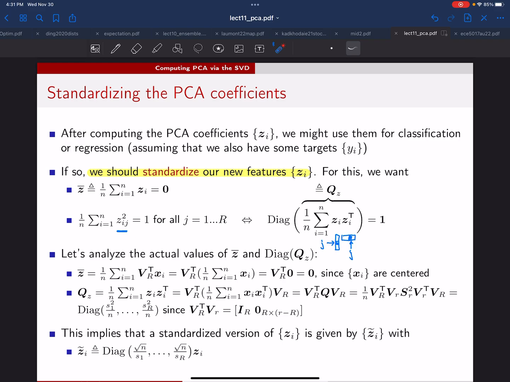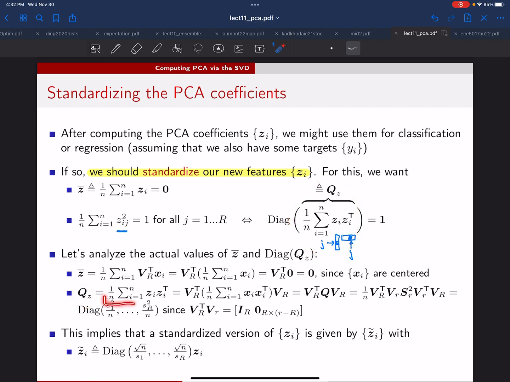Okay, so let's see what this implies. Taking the first condition, by definition we know that Zi is VR transpose Xi, so we plug that in. We can move this averaging through the VR, apply it to the Xi. And then remember, here we just have the sample mean of the Xi features. We already said from the beginning, these are centered, meaning that sample mean is 0. So if that sample mean is 0, then VR transpose times 0 is 0. So actually, the Z's are already centered. We don't have to worry about that. Okay, great. So let's move on to take a look at this sample covariance matrix.